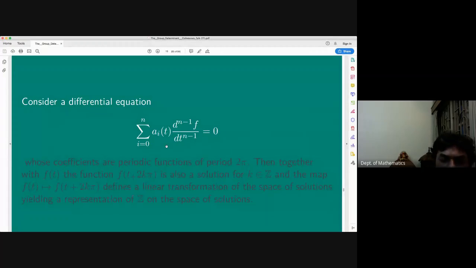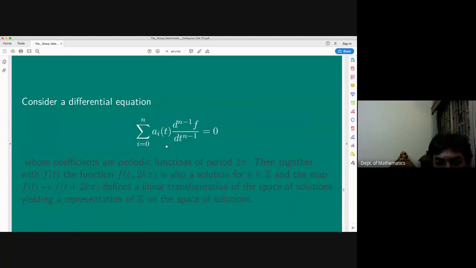What is happening here? The problem has a symmetry: it is invariant under translation by 2 pi, and therefore the solution also has a symmetry. If f(t) is a solution, then f(t + 2k pi) is also a solution, for integer k. So what is this giving us? It is giving us a representation of Z. If k belongs to Z, the space of solutions is a vector space, and any integer k acts on this space by taking f(t) to f(t + 2k pi). So this is a representation.